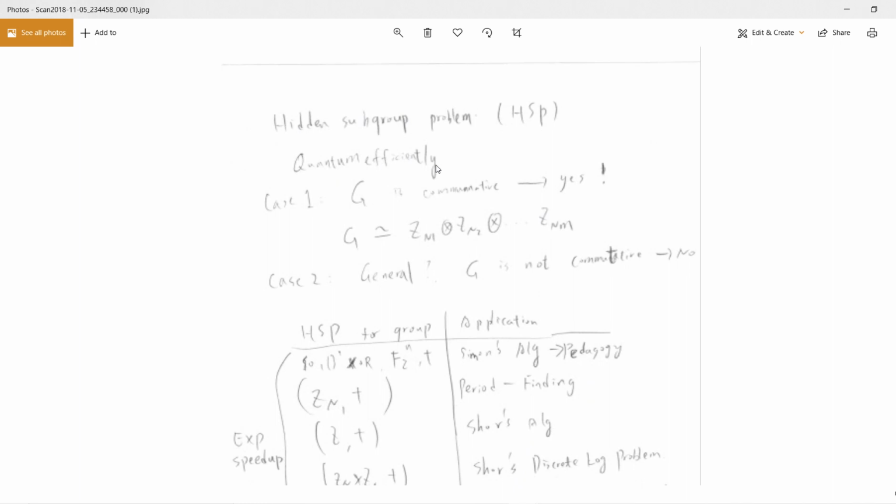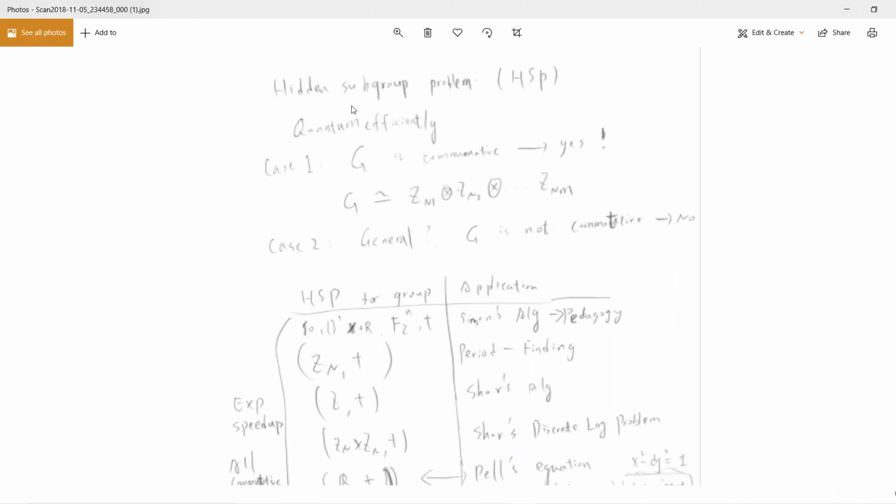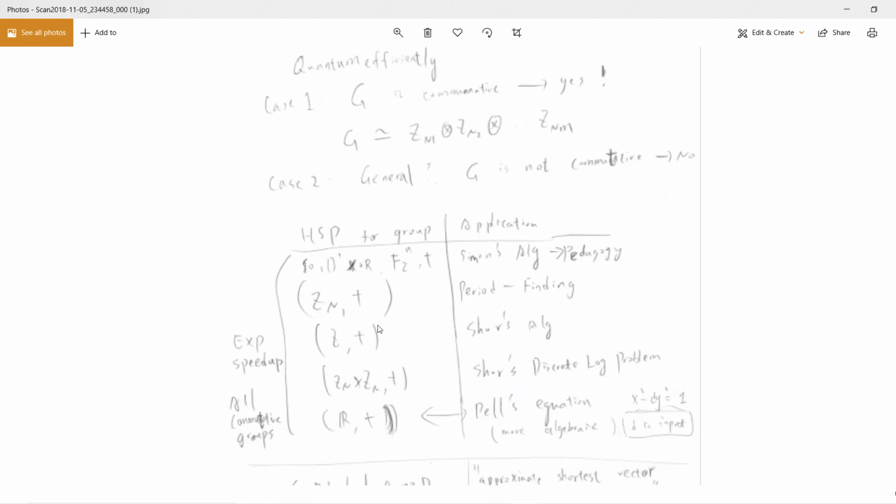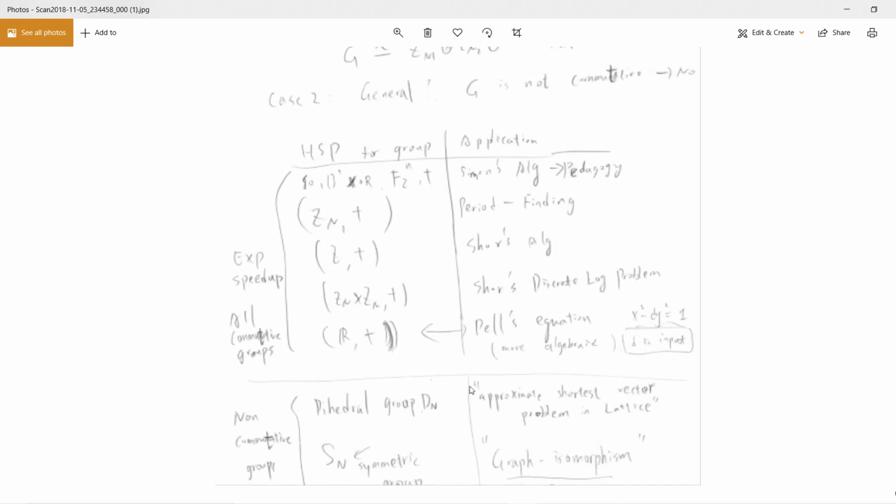So that's my short page of my own notes on the hidden subgroup problem. It summarizes some basics of the hidden subgroup problem and tells the current state of things. So that's for today.